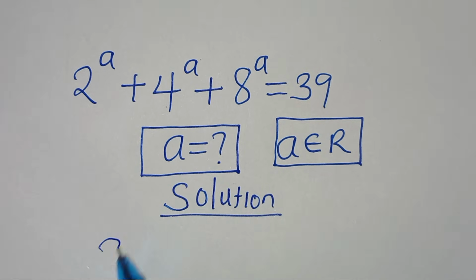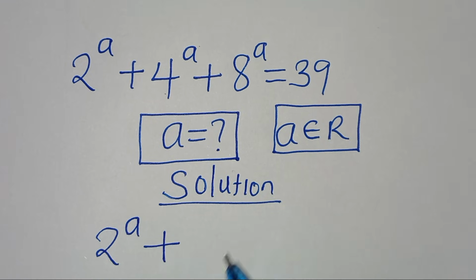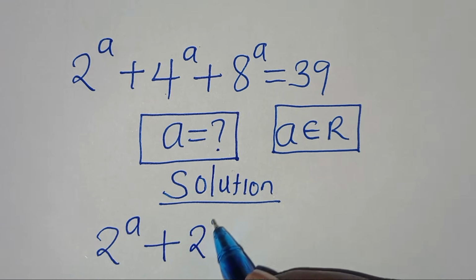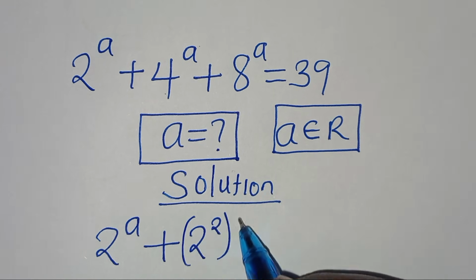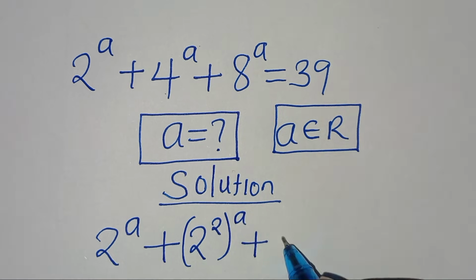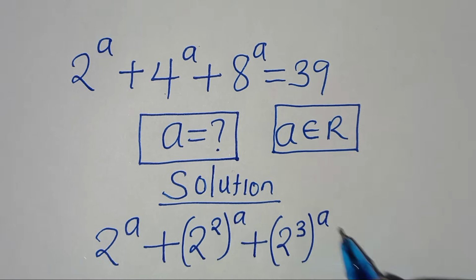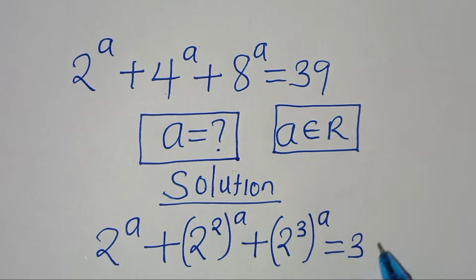So we have 2 to the power of a, then plus 4 to the power of a. We can express 4 as 2 to the power of 2, raised to the power of a, then plus we can express 8 as 2 to the power of 3, then raised to the power of a. This is equal to 39.